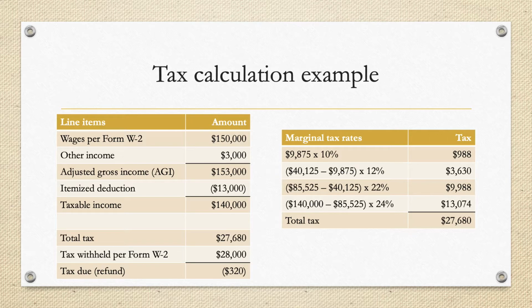And then for the next portion, between $9,875 and $40,125, that portion is subject to a 12% tax rate. So we multiply that by 12%, which gave us $3,630. And then we move on to the next bucket.